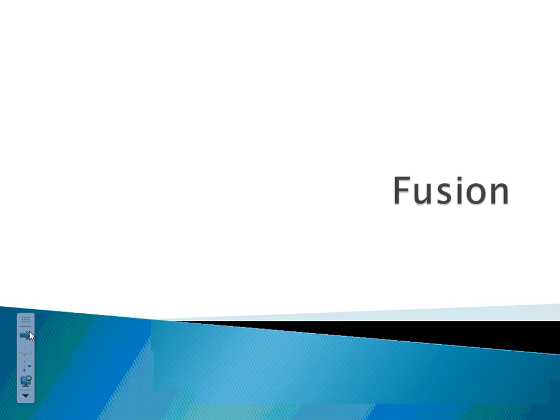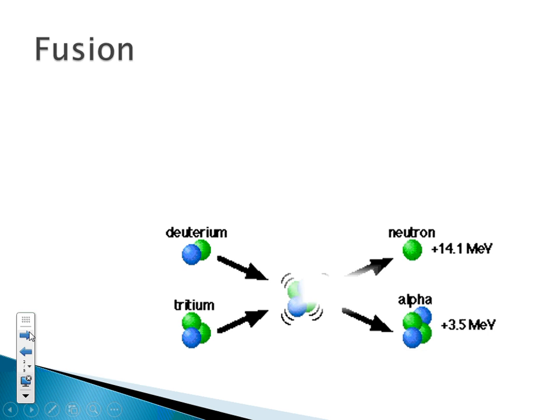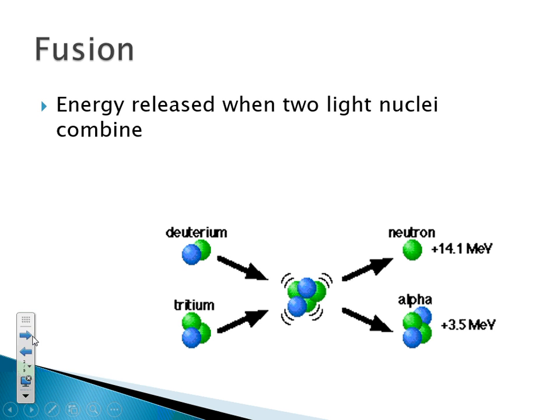Fusion. In fusion, small isotopes combine to make a larger isotope. So the energy is released when the two light nuclei combine. Here we have deuterium, which you might remember is hydrogen 2, and tritium, which is hydrogen 3. When they combine, they create an alpha particle, 2 protons and 2 neutrons, and a neutron is released.